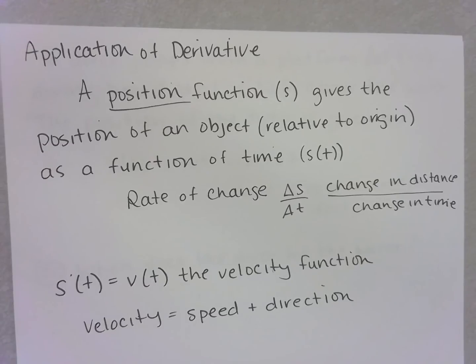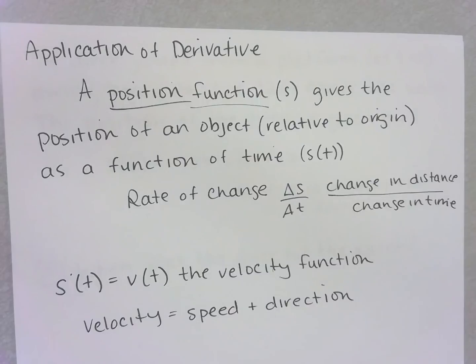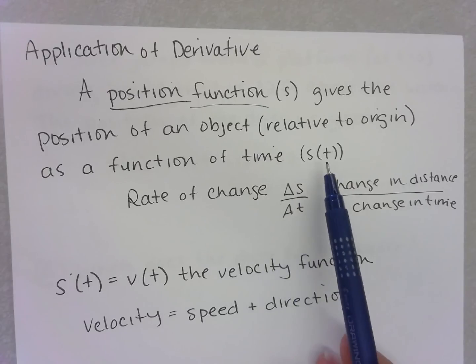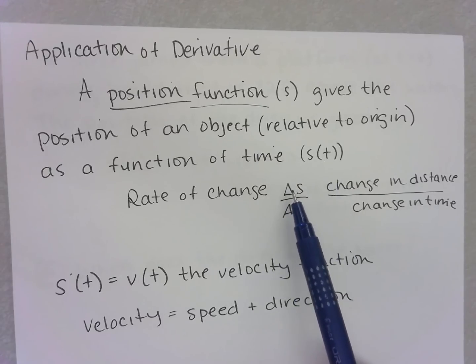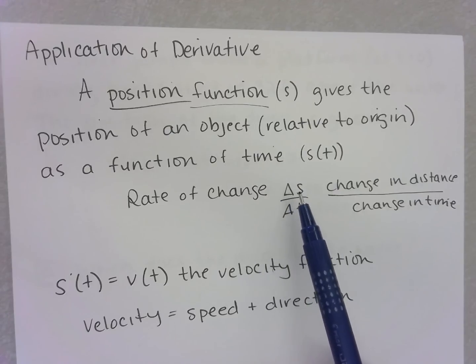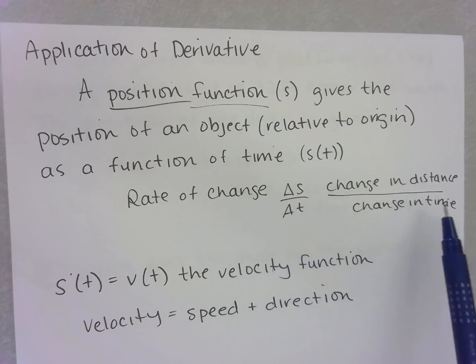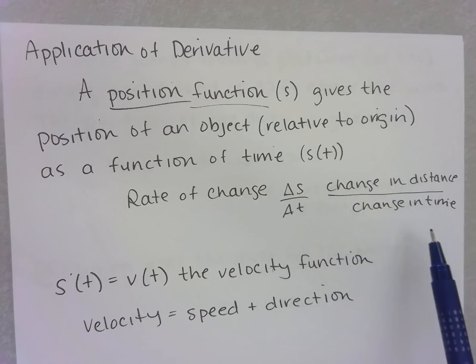First of all, a position function, and we usually call them s, gives the position of an object relative to the origin as a function of time, s of t. And so the rate of change, if we think of the slope, would be the change in s over the change in time. Because t is really our x, so this is like y over x as our slope. So in this case, it's the change in height or position over the change in time, and so the change in distance over the change in time.